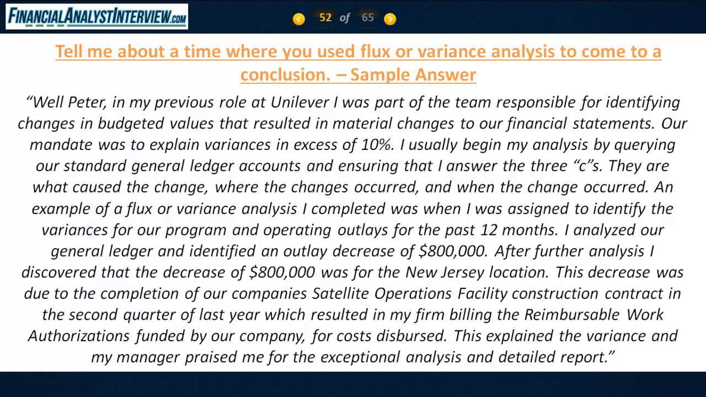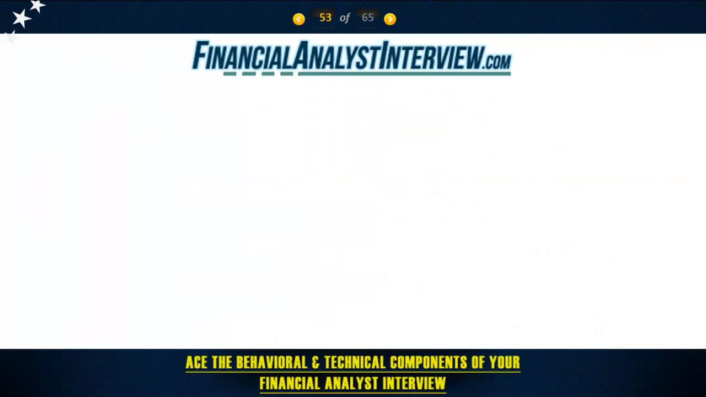This decrease was due to the completion of our company's satellite operations facility construction contract in the second quarter of last year, which resulted in my firm billing the reimbursable work authorizations funded by our company. This explained the variance, and my manager praised me for the exceptional analysis and detailed report.